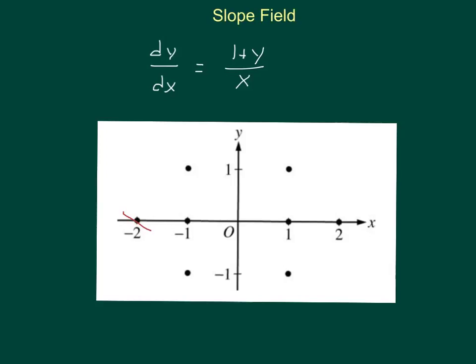The next one we'll go with is the point right here, negative 1, 1. At that point, it's going to be at negative 1, 1. I plug that in here. I am going to get negative 2. So that means from that point there, it's going to go down 2 and over 1. So it's going to point to the same spot that we pointed to earlier.